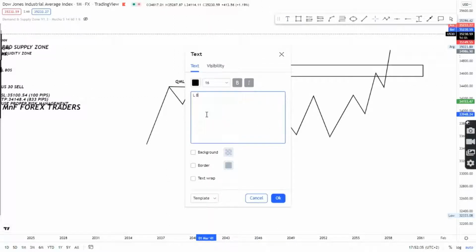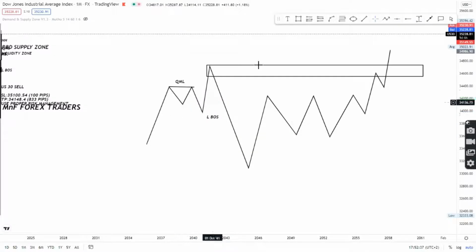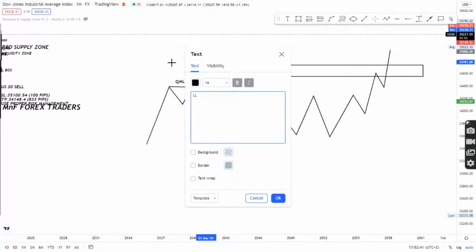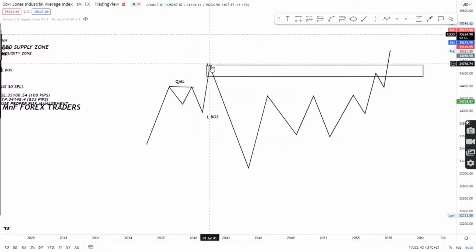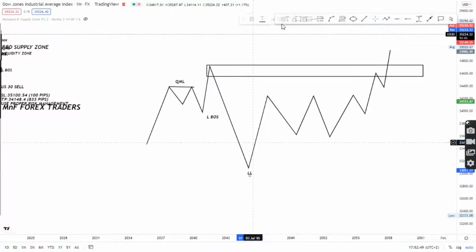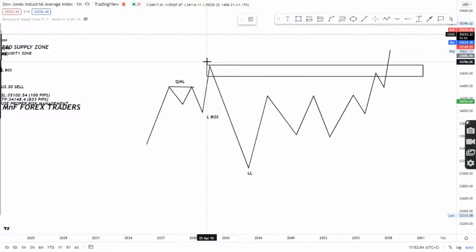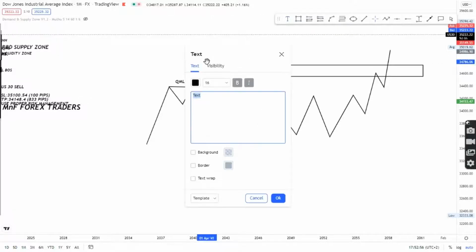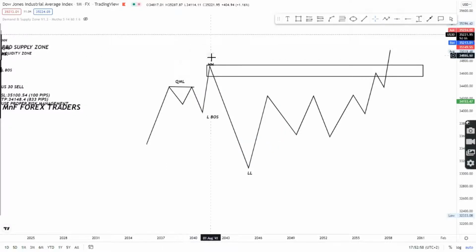Here I have a low and a break of structure right here. Then I have the higher high right there. This is the lower low right here, and then I have my higher high right here, just above there.